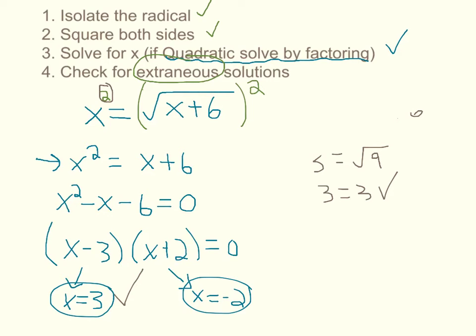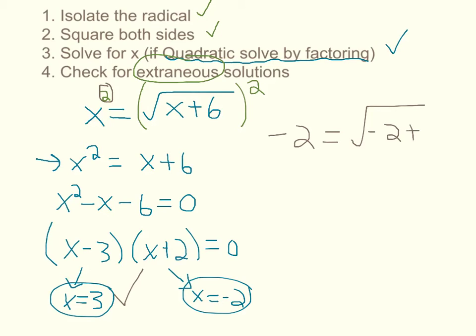Now let's check if -2 is a solution. Well, if we have -2 equal to the square root of -2 plus 6, -2 equals the square root of 4, and the square root of 4 is 2, and -2 does not equal a positive 2. So in this case, -2 is an extraneous solution, and 3 is our only solution.